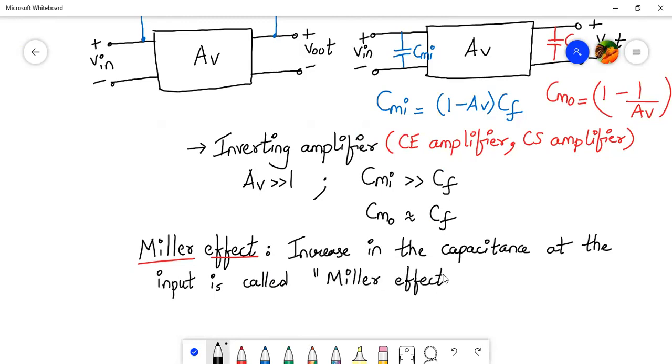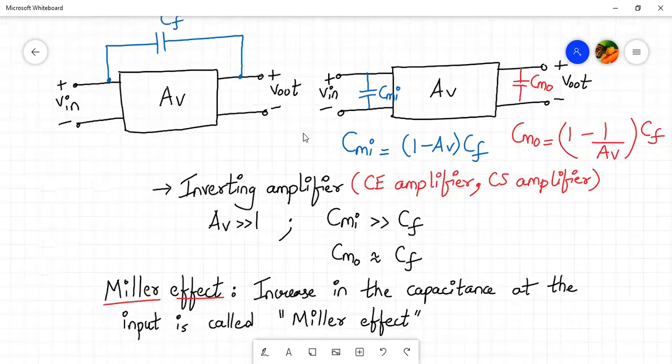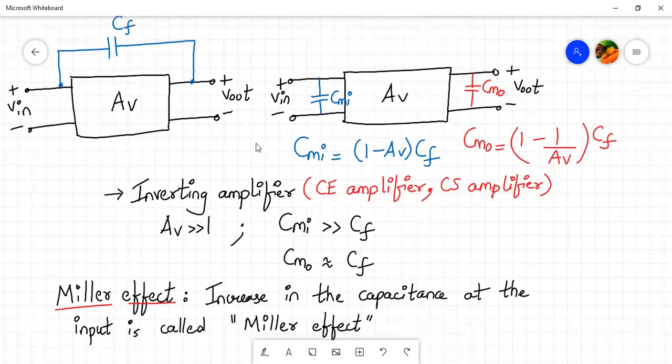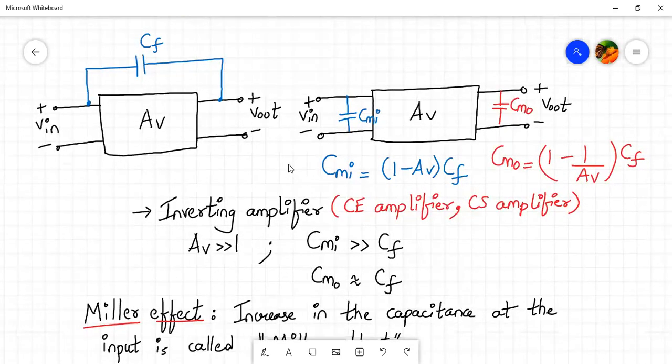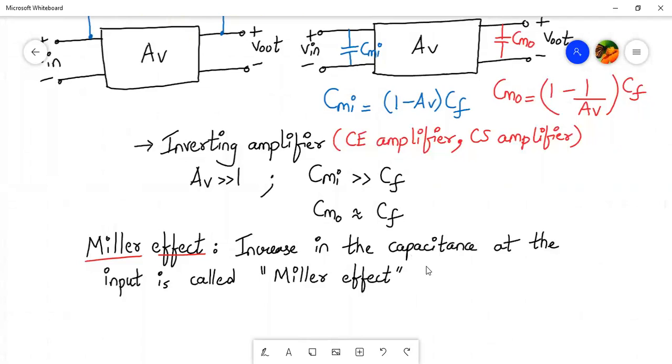So due to this Miller effect, whenever we have a feedback capacitor connecting input and output, the input Miller capacitance is increased to several times, multiplied by the gain, whereas the output Miller capacitance remains the same as your feedback capacitance value only. Here it is written very clearly. So the increase in the capacitance at the input side is called the Miller effect.